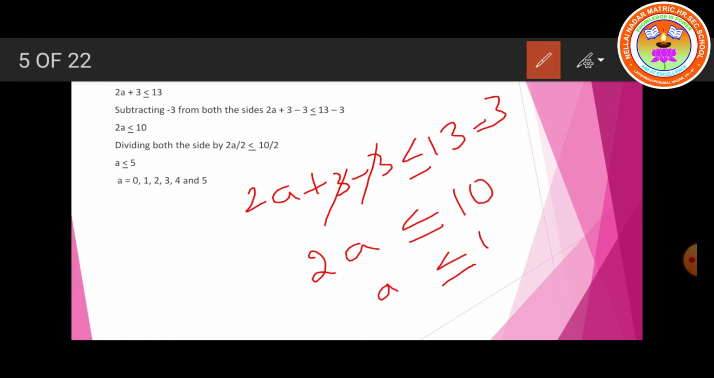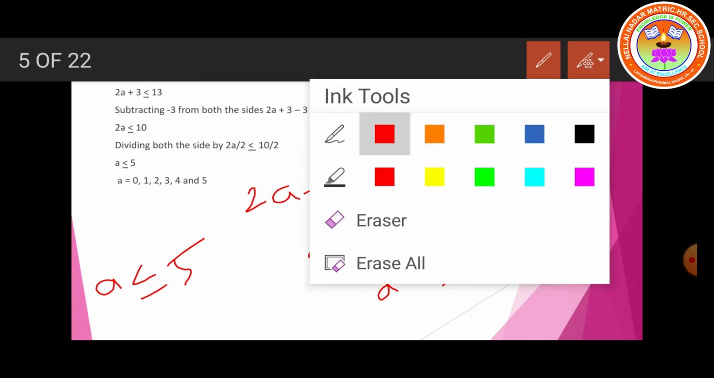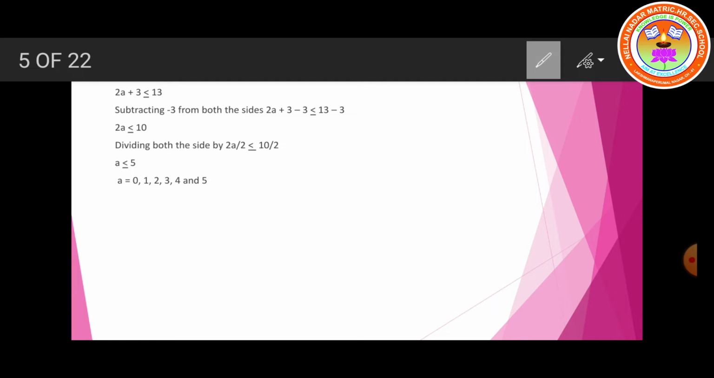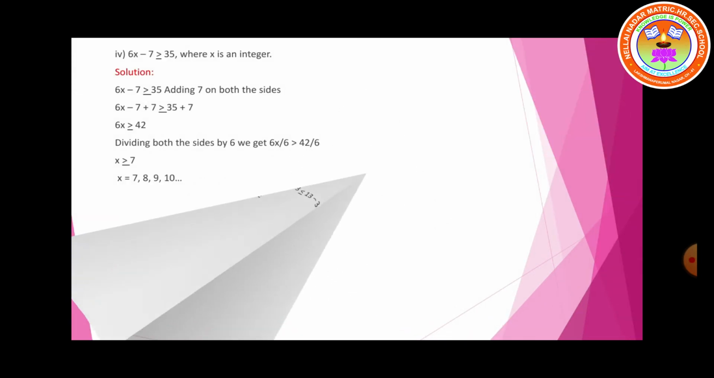A less than or equal to 10 by 2 equal to 5. So a less than or equal to 5. It means below 5 or equal to 5. Therefore the answer is a is equal to 0, 1, 2, 3, 4 and 5. Can you understand all of you? Now we are going to see the next one.